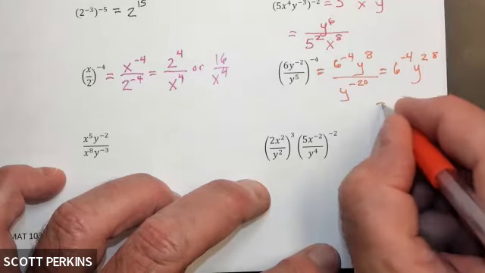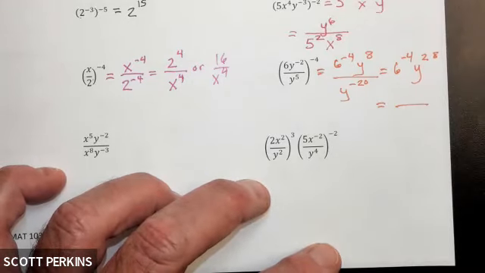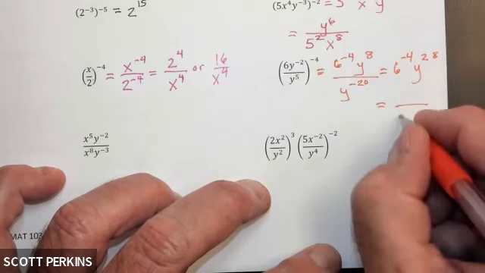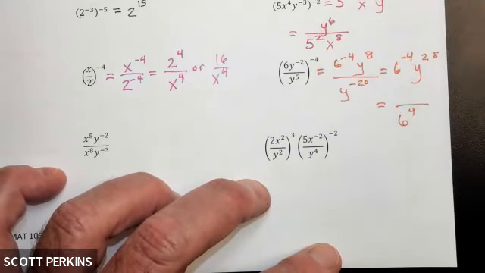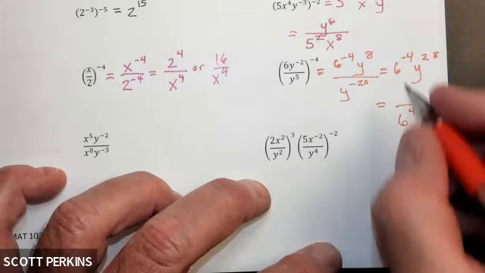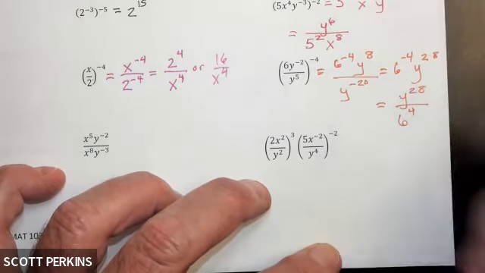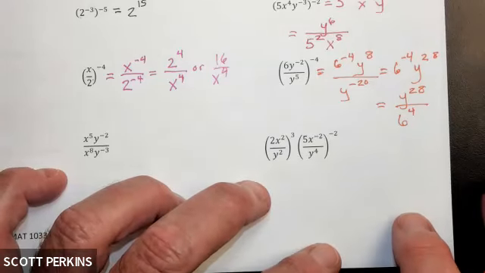And then last but not least, I do have that negative exponent to resolve. So the 6 to the negative 4th goes to the bottom. I don't know what 6 to the 4th is. I don't care what it is. I'm going to leave it just 6 to the 4th. And then the y to the 28th is going to stay up top because its exponent is positive.